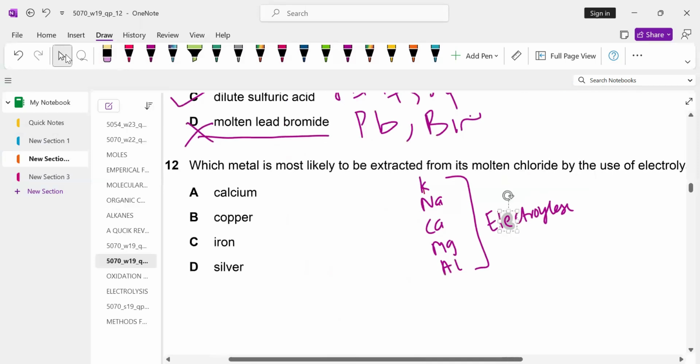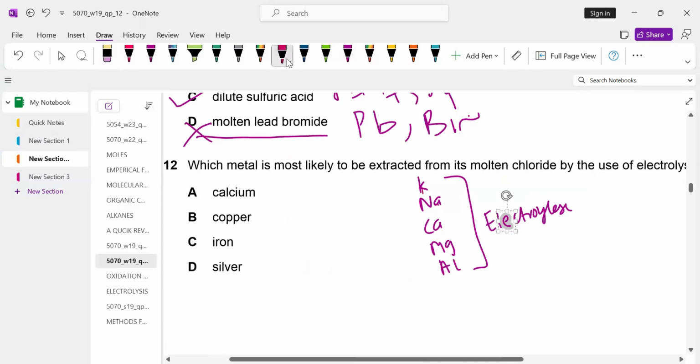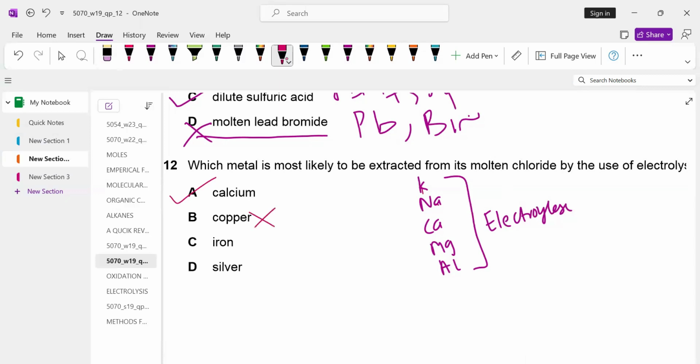So they are asking which is most likely to be extracted using electrolysis. You can see calcium is present in this list of 5 metals. So A is the correct option. Copper is not present, iron is not present, nor is silver.